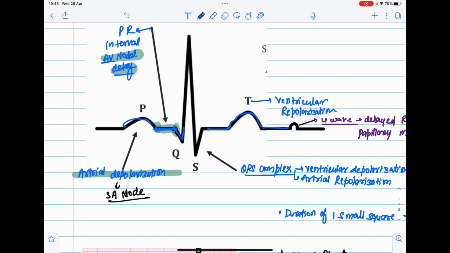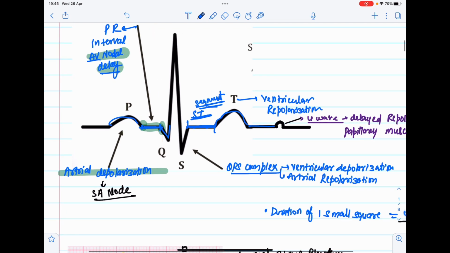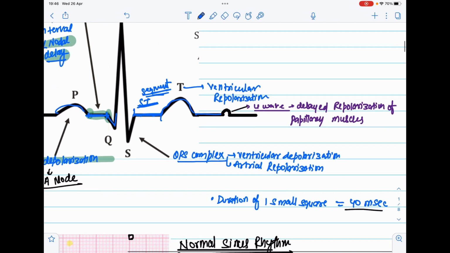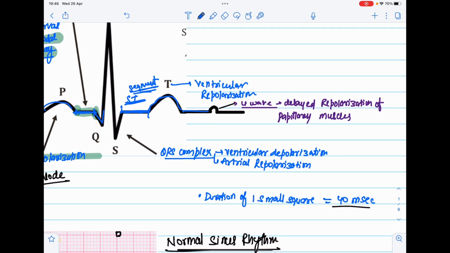From the QRS complex we can again see an isoelectric segment, and this segment is known as the ST segment and it is always isoelectric only. And then we can see the T wave, and the T wave represents ventricular repolarization. And in most normal persons we can also see the U wave. This U wave represents delayed repolarization of the papillary muscles. It is normal. Sometimes in some cases we can see a prominent U wave, and I will tell you further where we can see a prominent U wave.